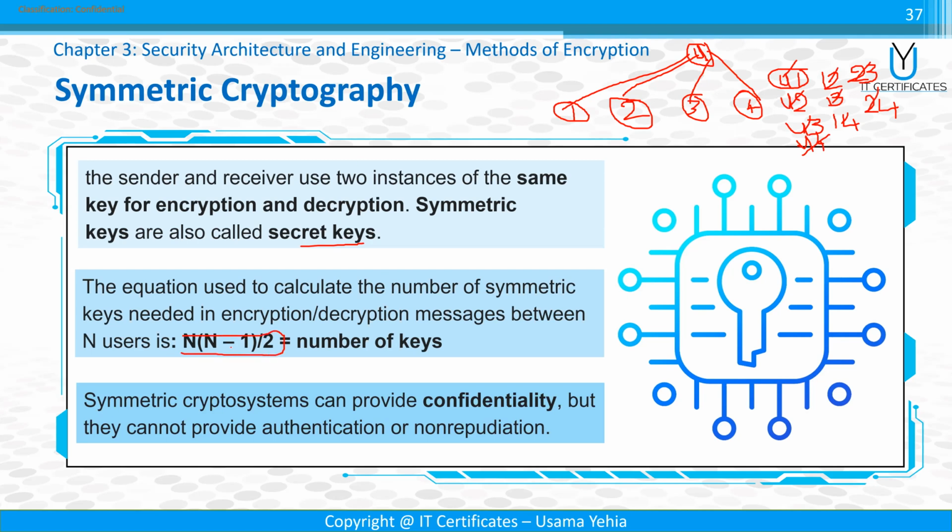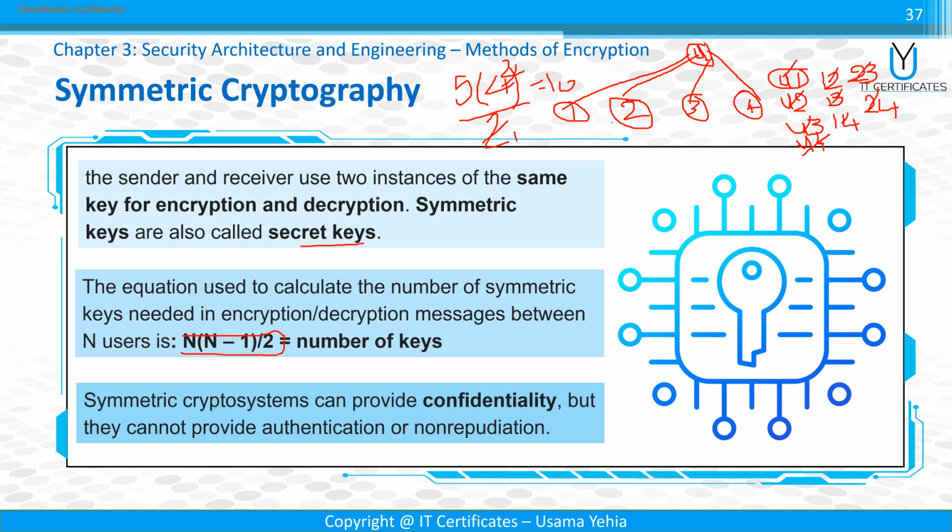Usually it has an equation. It's saying n times (n minus 1) over 2, where n is the number of users. How many users do we have now? It is 5. 5 multiplied by 4 divided by 2. Then it should be 10. Then why do we have 9 here?